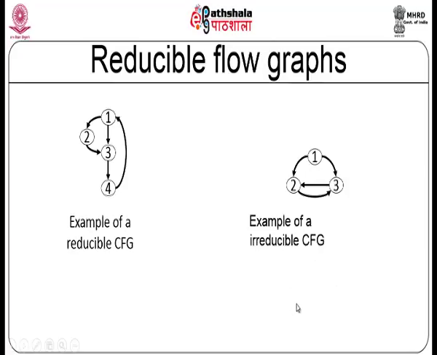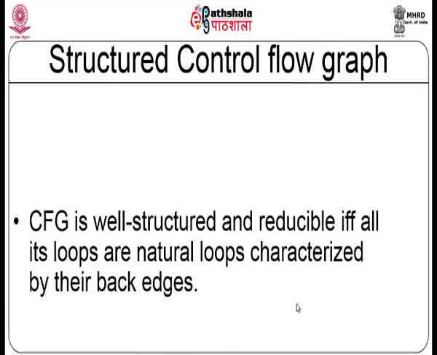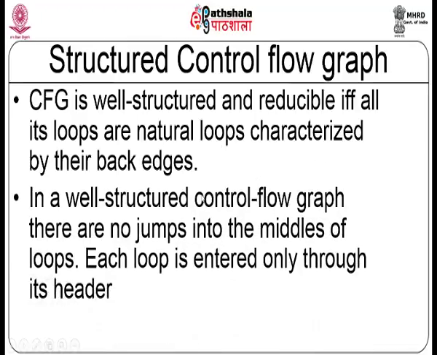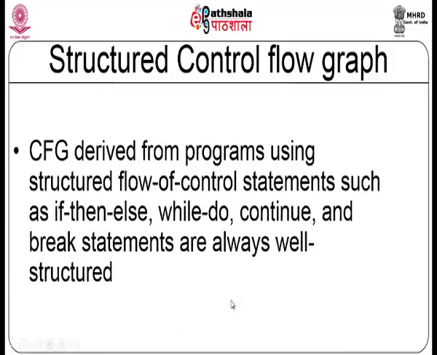As much as possible, your structured program should not have an irreducible control flow graph. All the graphs should be reducible. A CFG is well structured and reducible if and only if all its loops are natural loops characterized by their back edges. This is the characteristic. In a well structured control flow graph, there are no jumps into the middle of a loop. Each loop is entered only through its header, so you don't have an arbitrary jump.